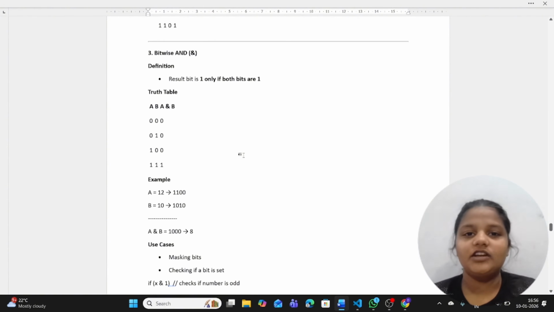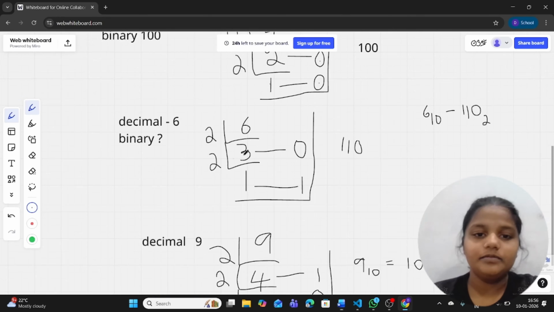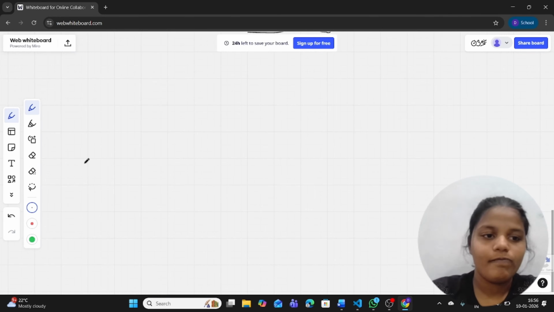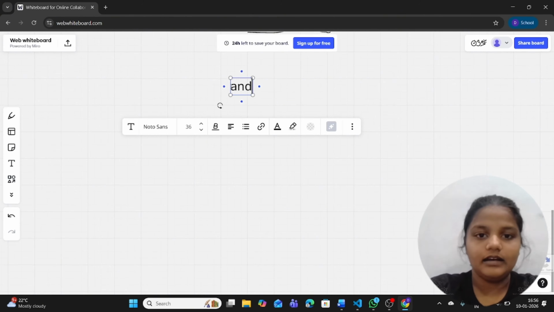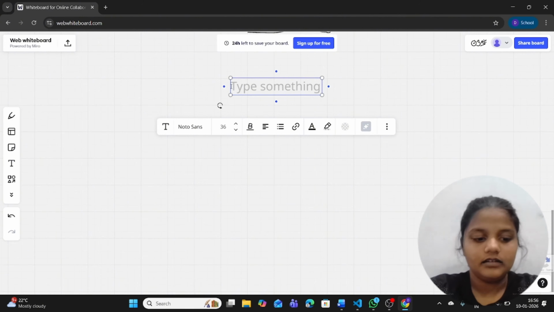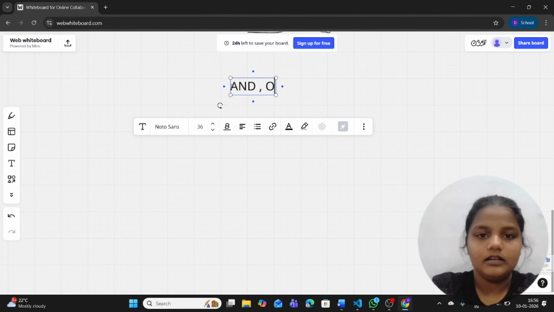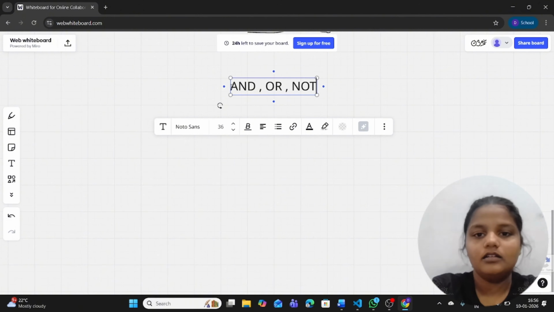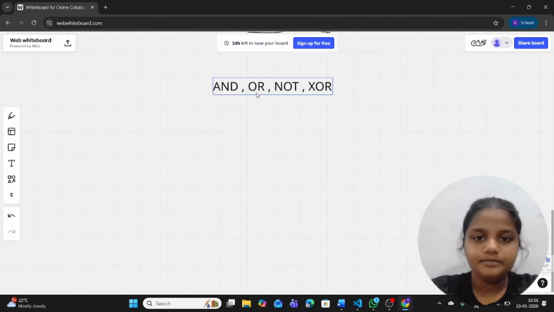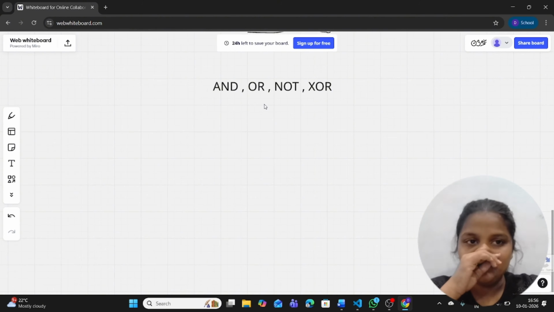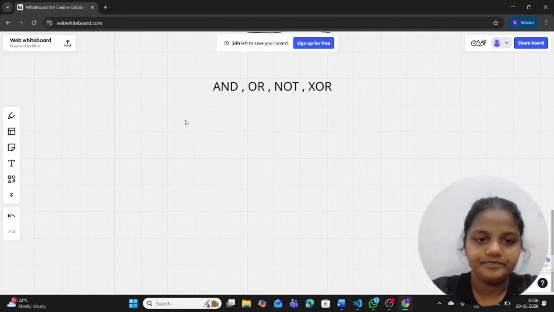So now we are going to see the types of bitwise operators. In bitwise operators, we have types like AND, OR, NOT, and XOR. These are the types of operators we have in bitwise operators.